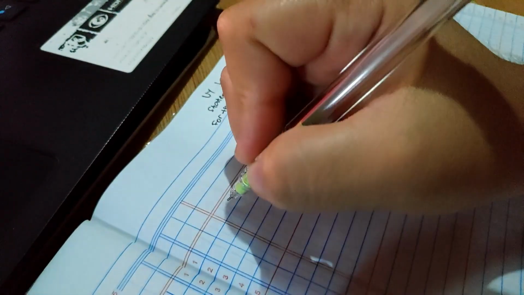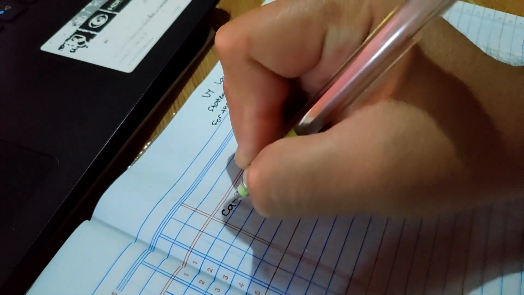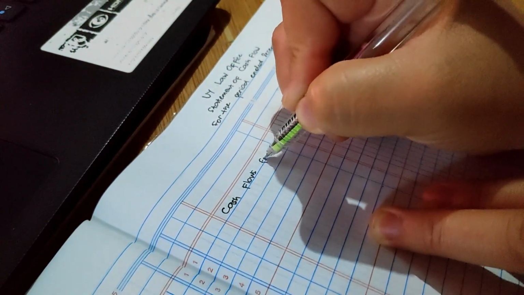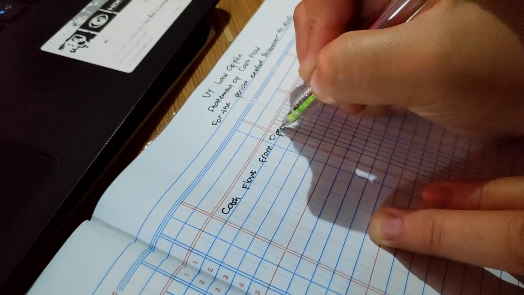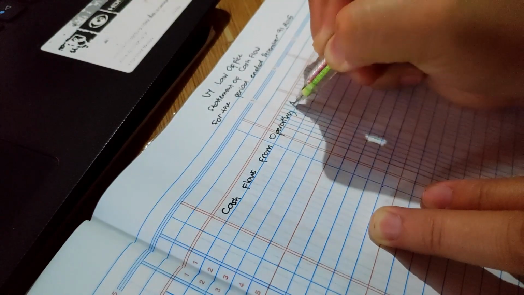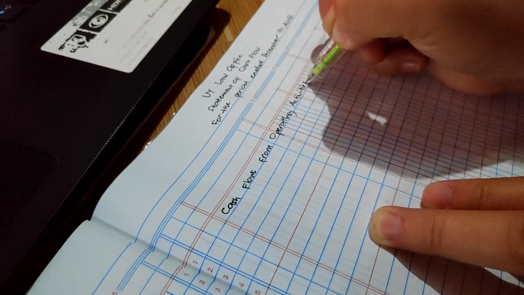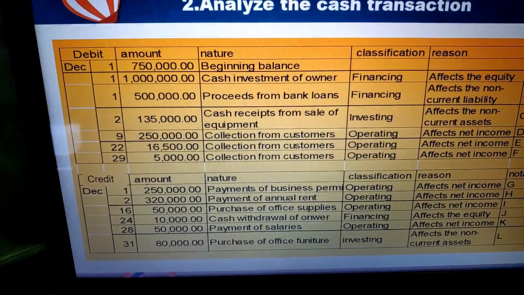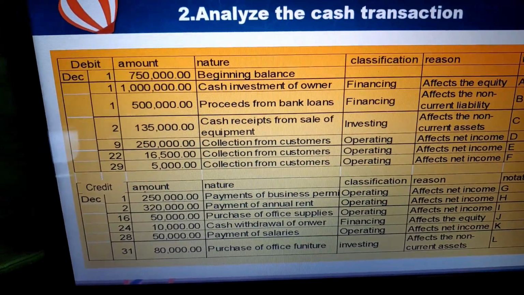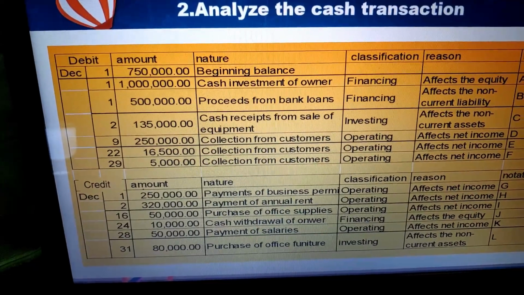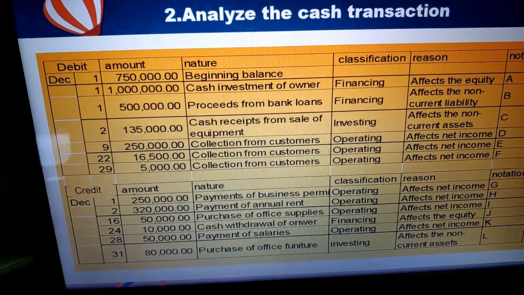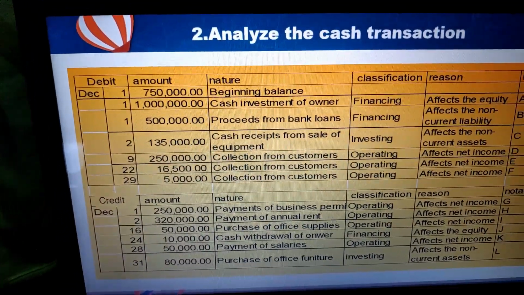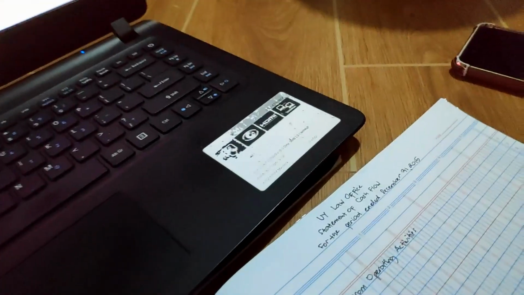The next thing to do is the same as in the other video. You write cash flows from operating activities. So you will go back to your transaction analysis for cash. On the debit, you have 3 operating items. On the credit, you have 4. As I've said, the first thing you write is the added, followed by the deducted. Since there are three collections from customers, you add the three.